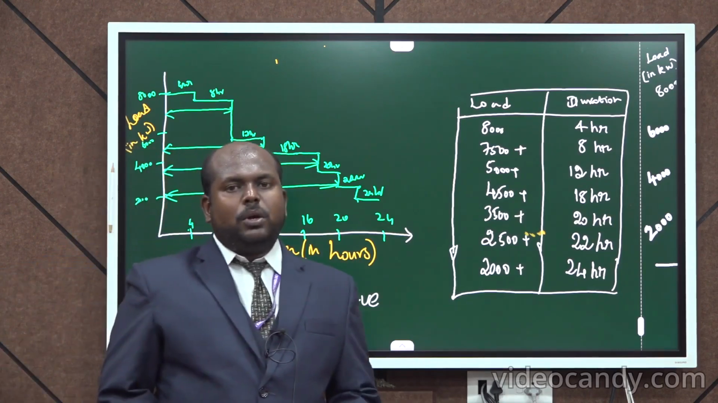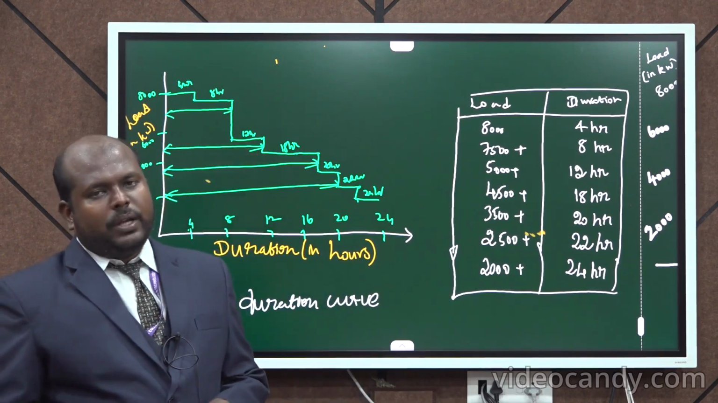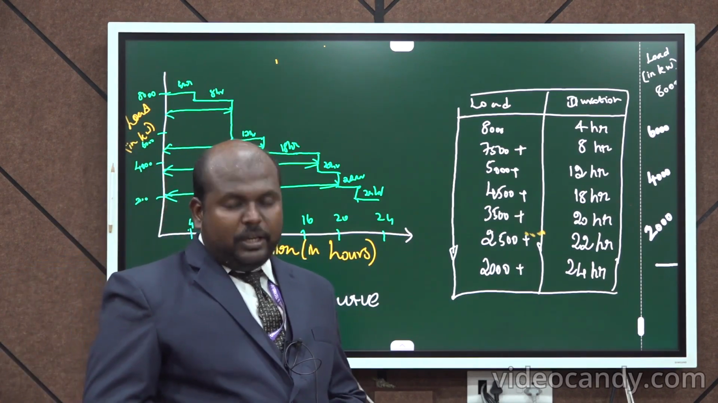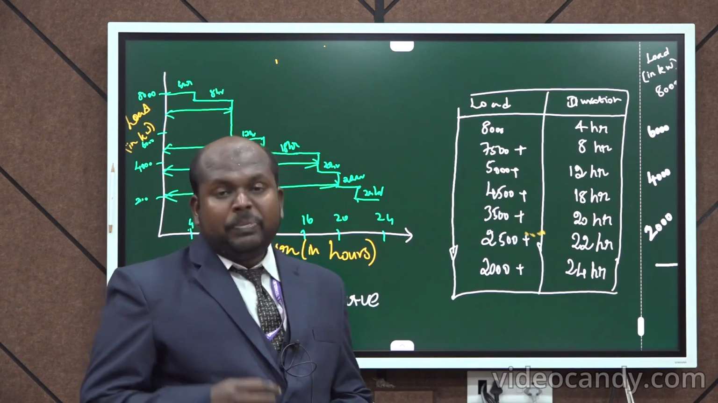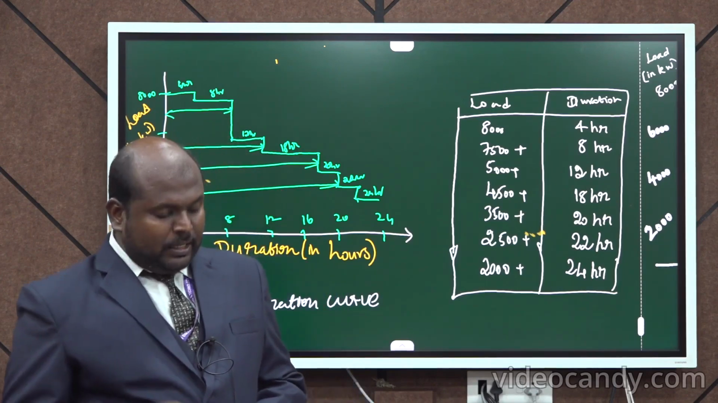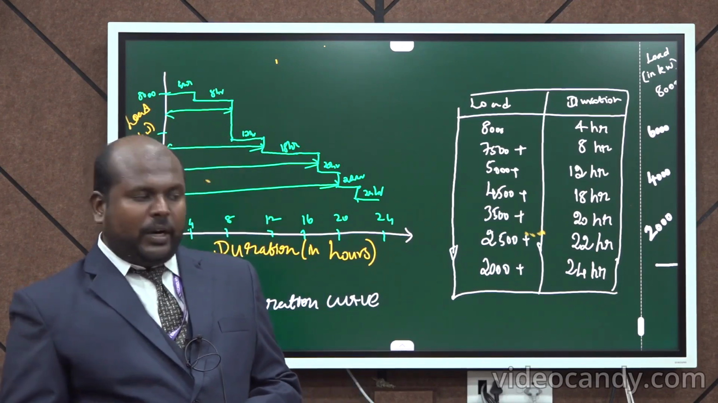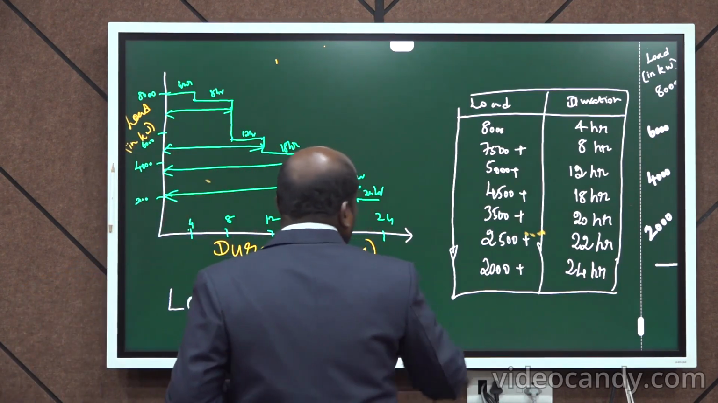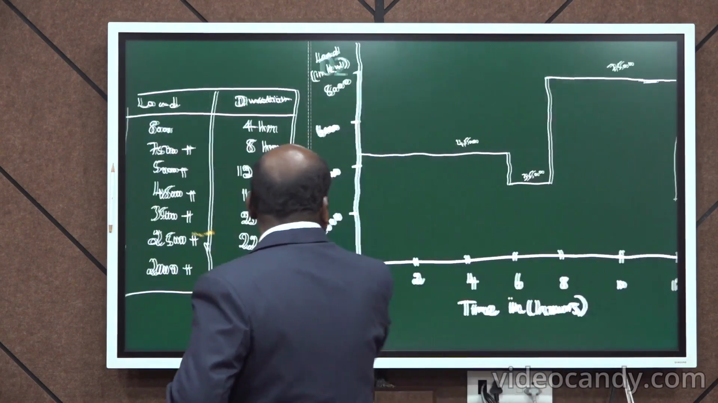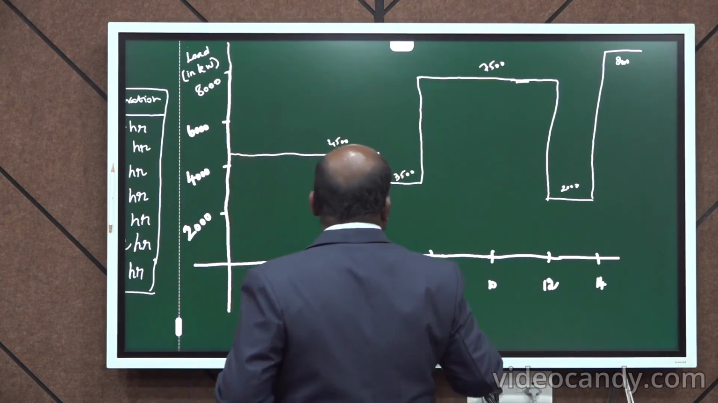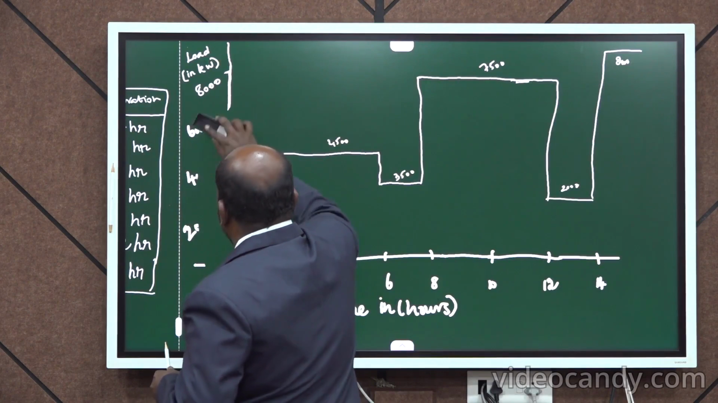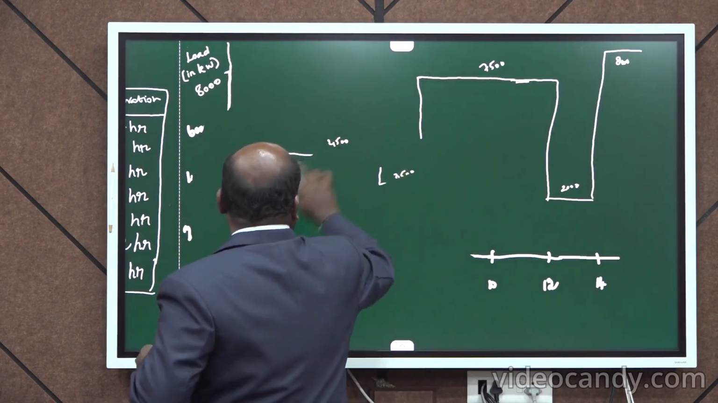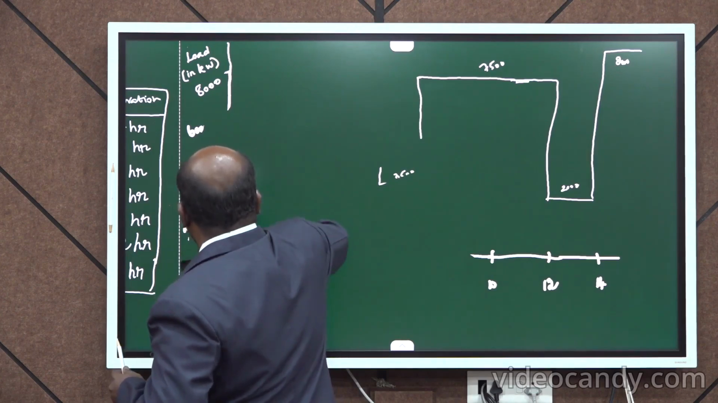So from this load duration curve, we are having yet another factor to determine here, and that's supposed to be plant capacity factor. Another one is load factor. So we are going to have a determination now. So I just rub off this entire thing. So I am going to begin the load duration now.